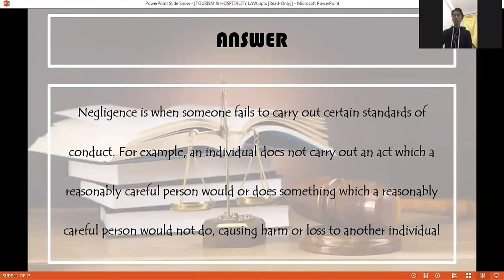So the final element is remoteness of damage. Remoteness of damage relates to the requirement that the damage must be of a foreseeable type. In negligence claims, once the claimant has established that the defendant owes them a duty of care and is in breach of that duty which has caused damage, they must also demonstrate that the damage was not too remote.